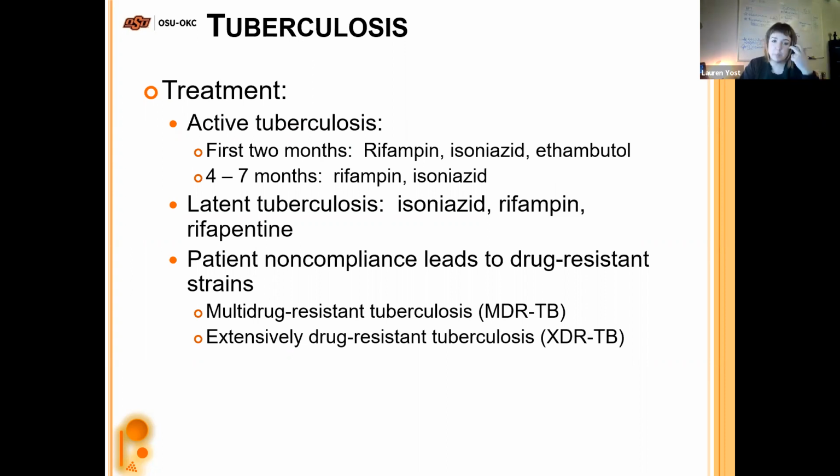If you had latent tuberculosis, they would treat it with isoniazid, rifampin, and rifapentine. I don't know these words, but these are the medications they would treat it with. Patient non-compliance leads to drug-resistant strains. Of course it does. So we have multi-drug resistant tuberculosis as well as extensively drug-resistant tuberculosis, which is worse.